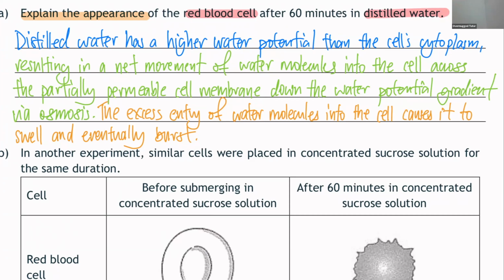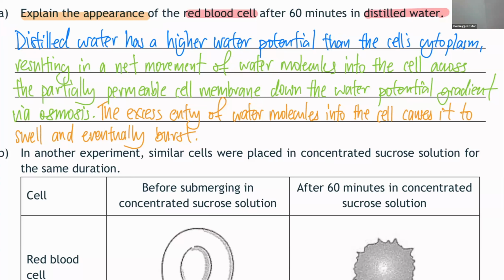Okay, so the blue and the green portion, very simple, it's just a direct split. You can refer to the cell cytoplasm having a higher water potential than concentrated sucrose solution, or you can flip it around and say that the concentrated sucrose solution has a lower water potential than the cell cytoplasm. Either way works. You just need to be able to tell me that there's a net movement out of the cell. Everything after the cell will be the same. Then when you look at the orange one, instead of excess entry of water, it will be excess exit of water.